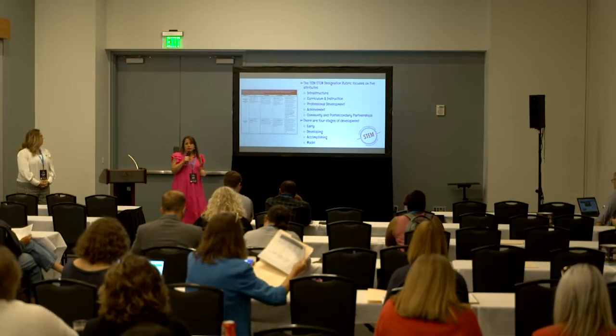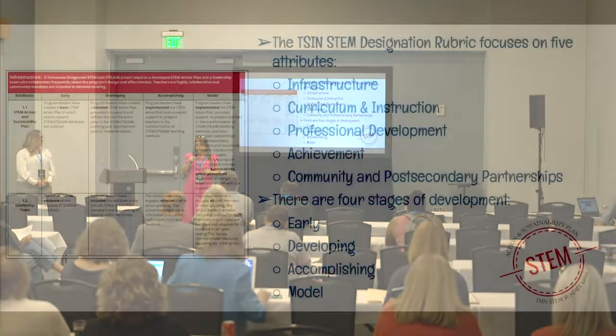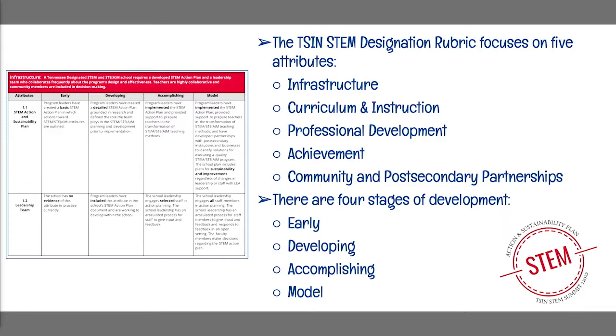So it's broken into 5 attributes. The first is infrastructure, how your school schedules are, how your STEM leadership team is. The second is curriculum and instruction. The third is professional development. The fourth attribute is achievement. And the fifth attribute is community and post-secondary partnerships. And then you have a scale. You can go from early to model.